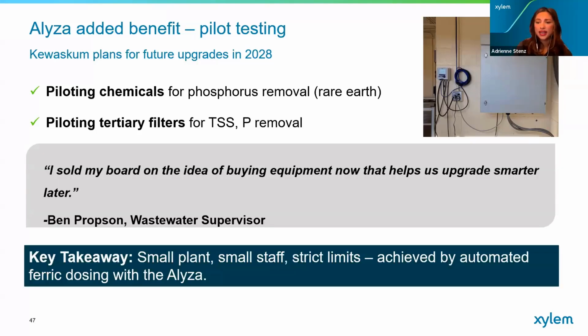The key takeaway from Kewaskum is that while this is a small plant with a small team, their leadership has made smart investments in quality instrumentation. These tools help them meet today's limits while also preparing for tomorrow's. As Ben put it, "I sold my board on the idea of buying equipment now that helps us upgrade smarter later." And for a small utility like Kewaskum, that means setting up the plant and future operators for success. Ben shared that installing the analyzer helps bulletproof the system so the next person walking into the control room doesn't have to worry about it.